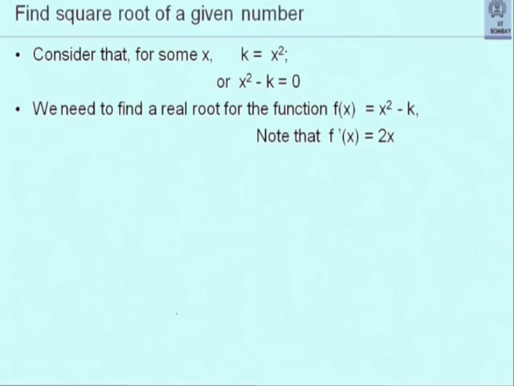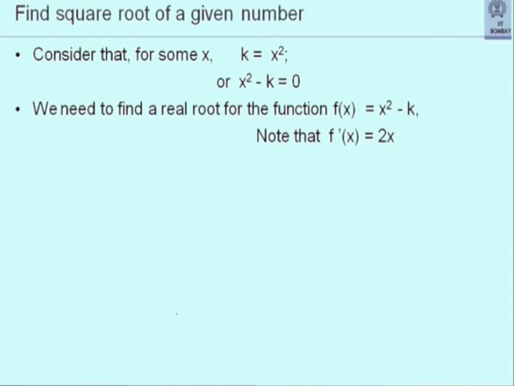By recognizing that, I could model this problem of finding the square root of a number by saying, let that number be x square. Then if I rewrite this equation k is equal to x square in the form x square minus k equal to 0, I get a quadratic. And if I can find its roots, the root will be the square root of the given number k. So the function f(x) in our case is x square minus k. And what is f dash x? 2x. The derivative of x square minus k is 2x.